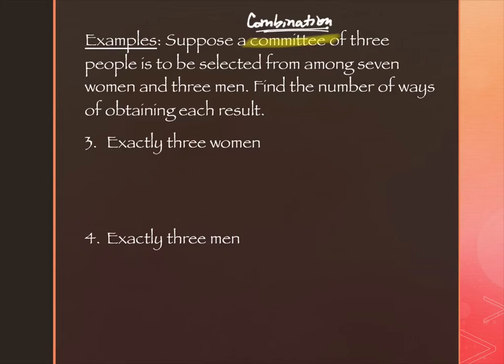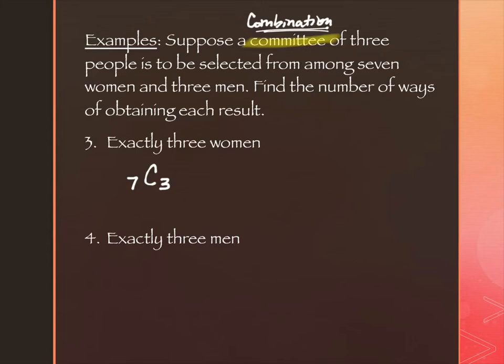Okay, so we have a committee of 3 people, being selected from 7 women and 3 men. Find the number of ways of obtaining each result. It says exactly 3 women, so all 3 of the people selected have to be women. How many women are there to select from? 7. So this is asking me to do 7C3. Does that part make sense? 7 women, choose 3 of them, and it's a committee, so I've got a combination.